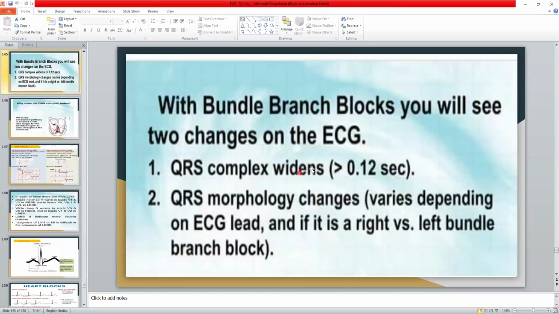So, whenever there are changes in the bundle branch transmission resulting in bundle branch blocks, you will see two changes in the ECG, especially in the QRS complex. The QRS complex widens, the duration becomes more than 0.12 second, and the QRS morphology changes depending upon the ECG lead, and whether it is a right versus left bundle branch block.